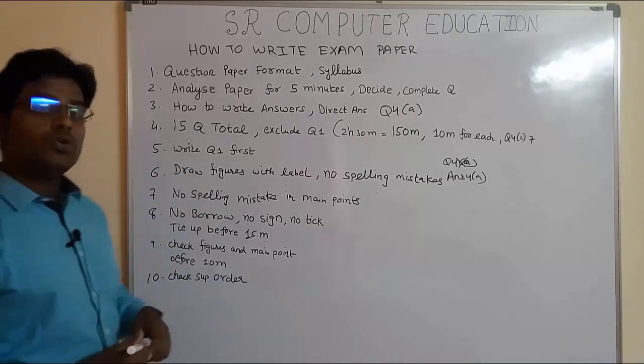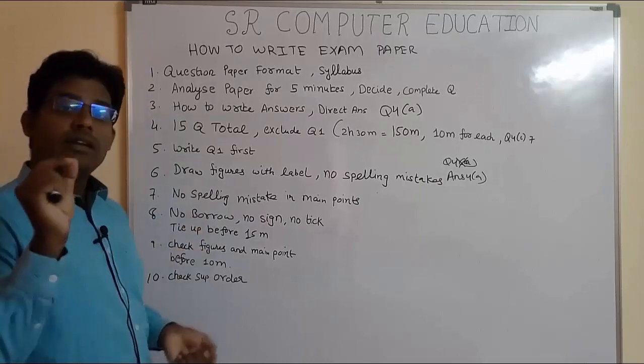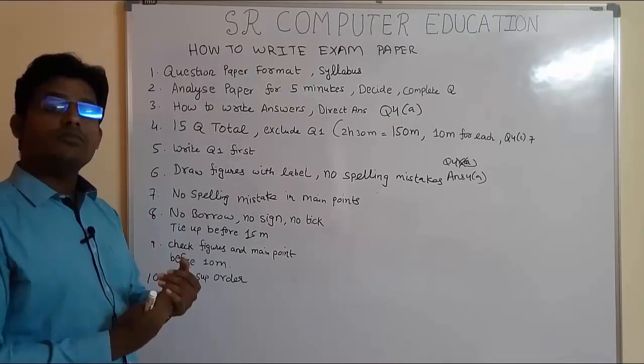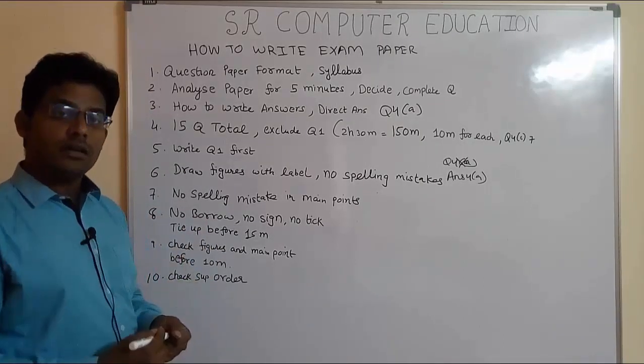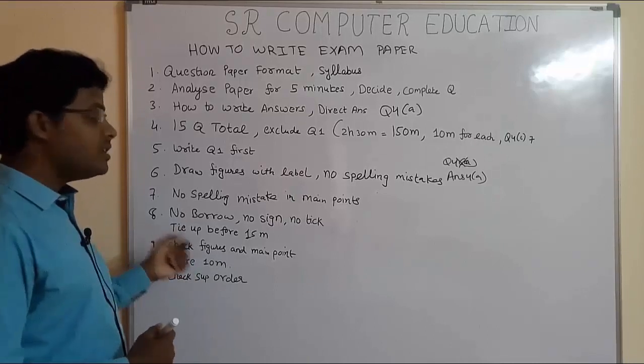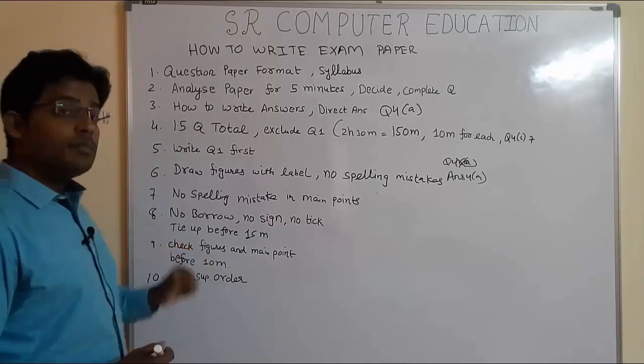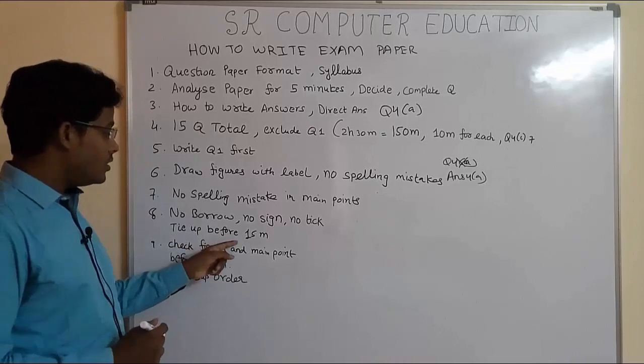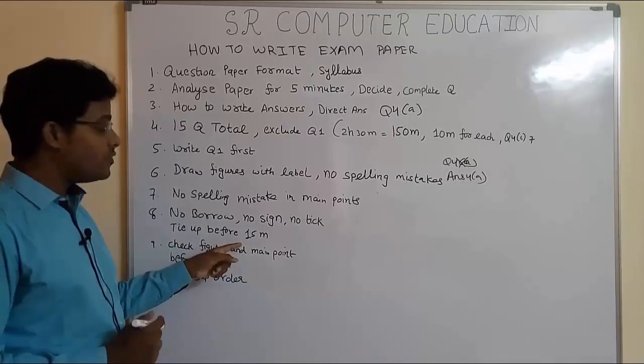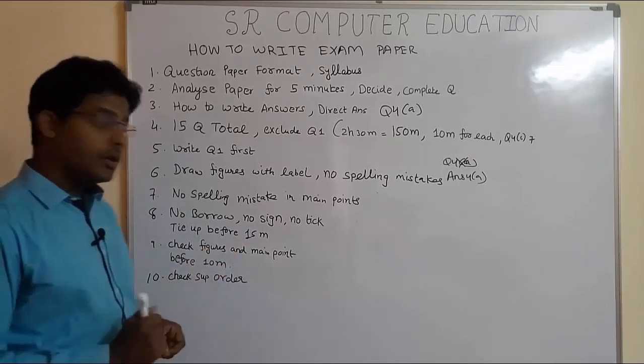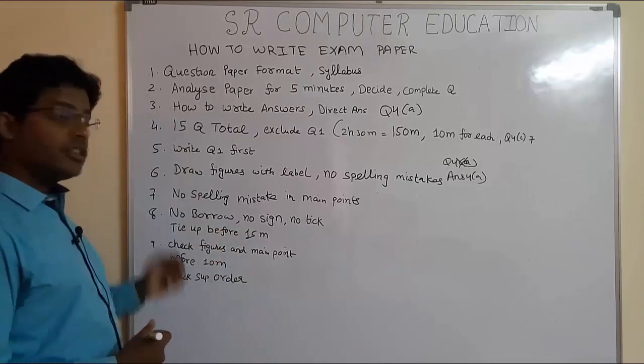So what you have to do, you have to check all the supplementary numbers: first the main answer book, then second supplementary, then third, then 4. So don't be in much hurry in tying up the supplementary. Be careful, if you make a mistake here you might fail also. Okay, so this was your 8th point.